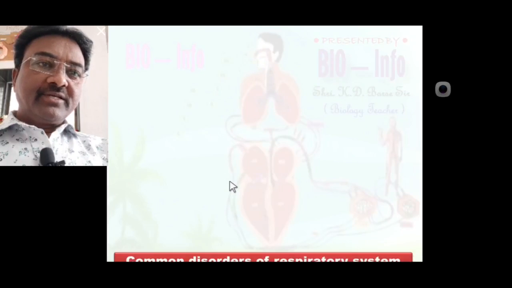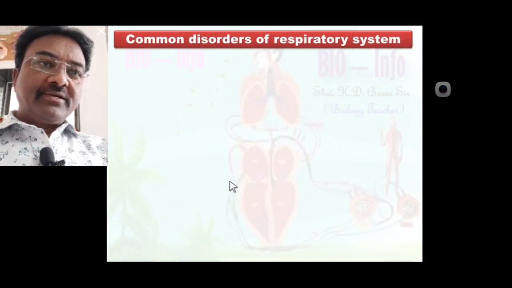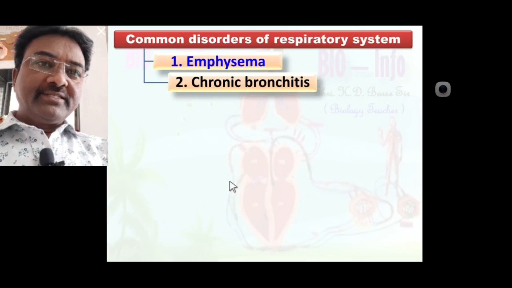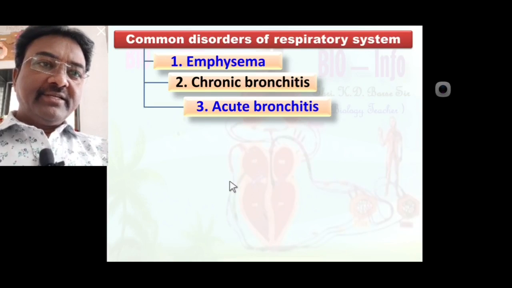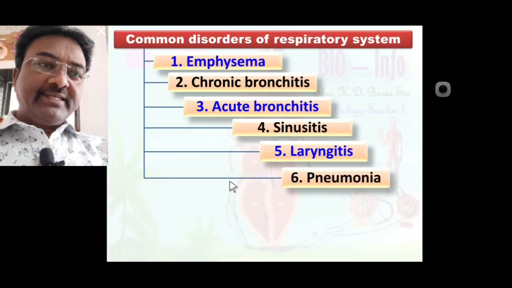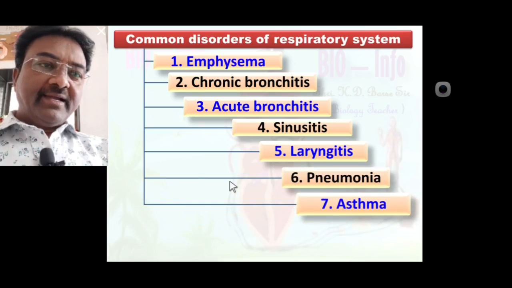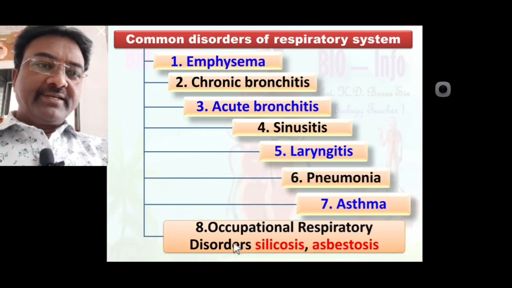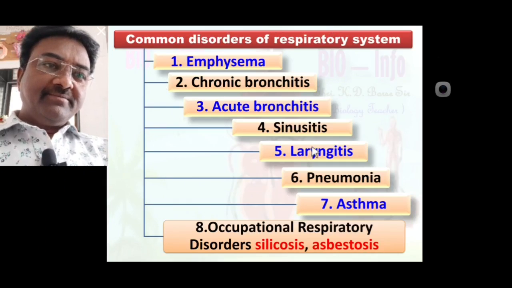In our syllabus, there are a total of 8 common disorders of the respiratory system. Number 1, emphysema. Second, chronic bronchitis. Third, acute bronchitis. Number 4, sinusitis. Number 5, laryngitis. Number 6, pneumonia. 7, asthma. And 8, occupational respiratory disorders like silicosis, asbestosis. So we learn one by one all these common disorders of the respiratory system. Let us start with number 1 first.